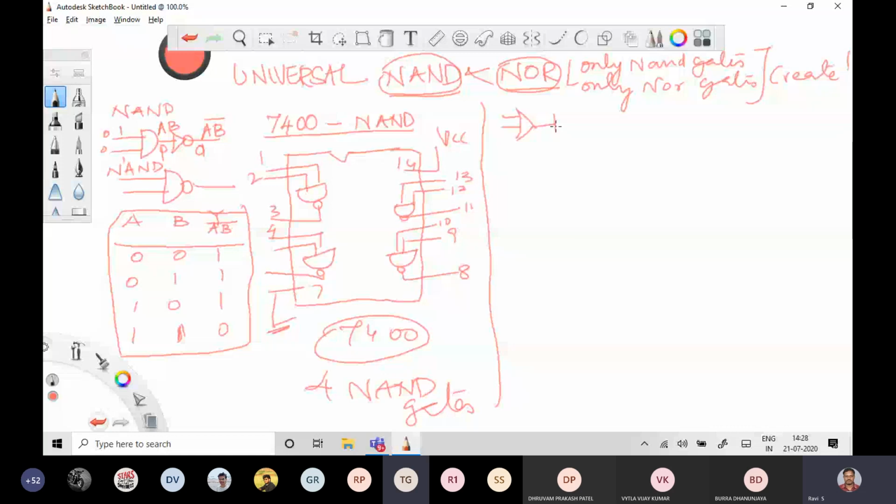Any doubt, sir? Sir, what is complement, sir? What is meant by complement? Complement of AND is NAND. Complement is inverter. A complement is equal to A bar, so NOT of A. Okay, sir. Complement is inverter, NOT.